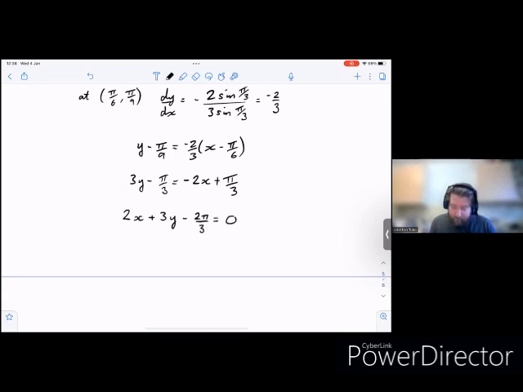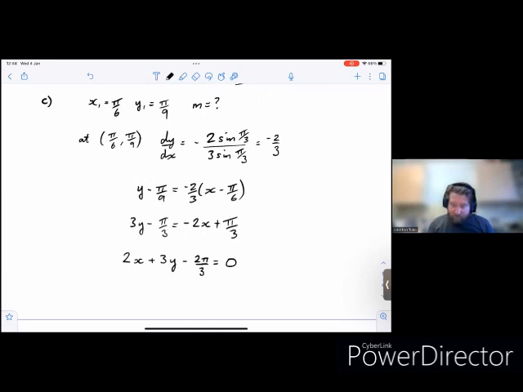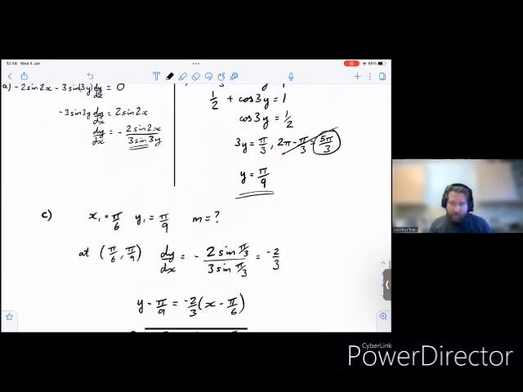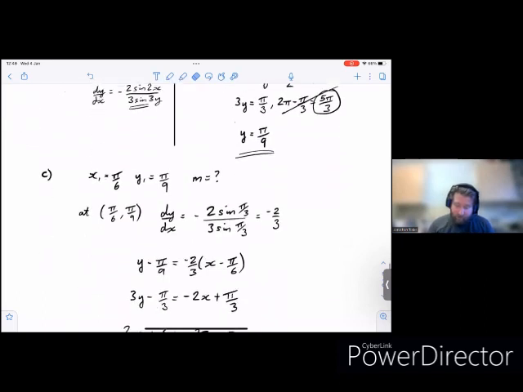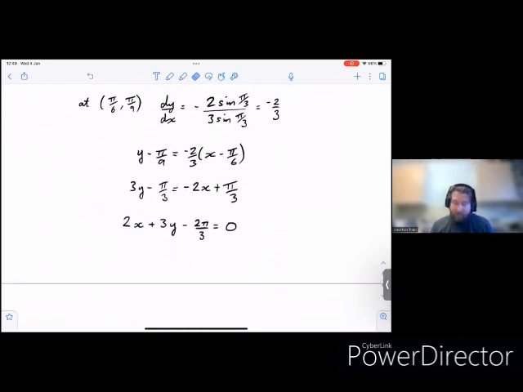And that equals 0. At this point, we need to just check the phrasing of the question. It said it wants the answer ax plus by plus c pi equals 0, which we've got. But it also says where a, b, and c are integers. So at the moment, our c term is not an integer, so we just need to multiply everything by 3.